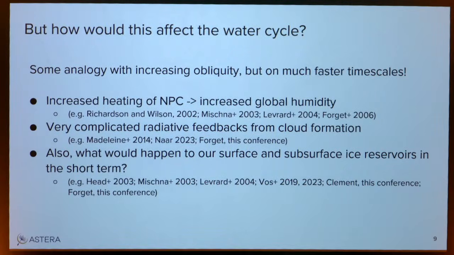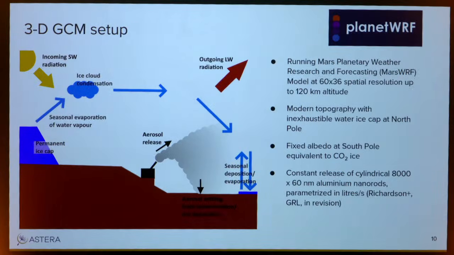We also know that it's probably going to lead to some very complicated radiative feedbacks from cloud formation. It might have a cloud greenhouse effect, or you might have a cooling effect from water ice clouds. It's also going to cause a redistribution of our surface ice reservoirs, and it could cause some destabilization in the subsurface ice, or it could even increase the stability of the subsurface ice reservoirs in the short term. So for this model, we use Mars WRF.